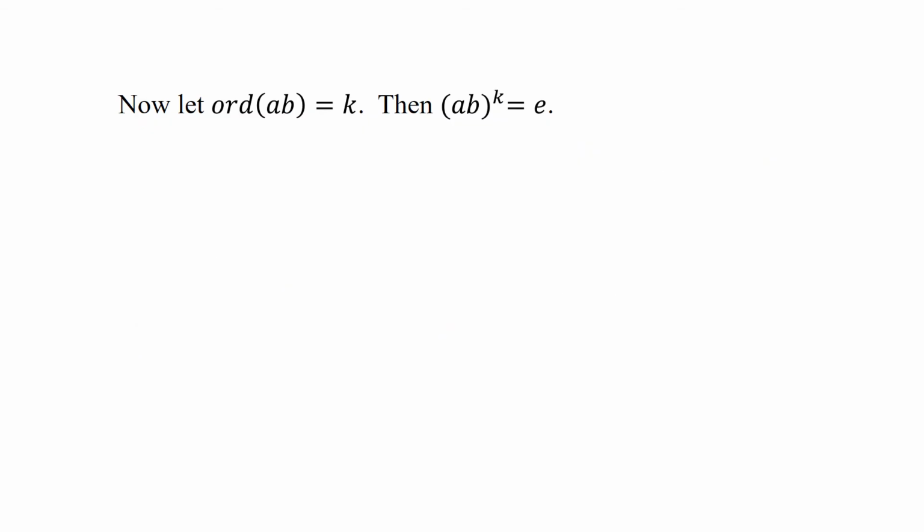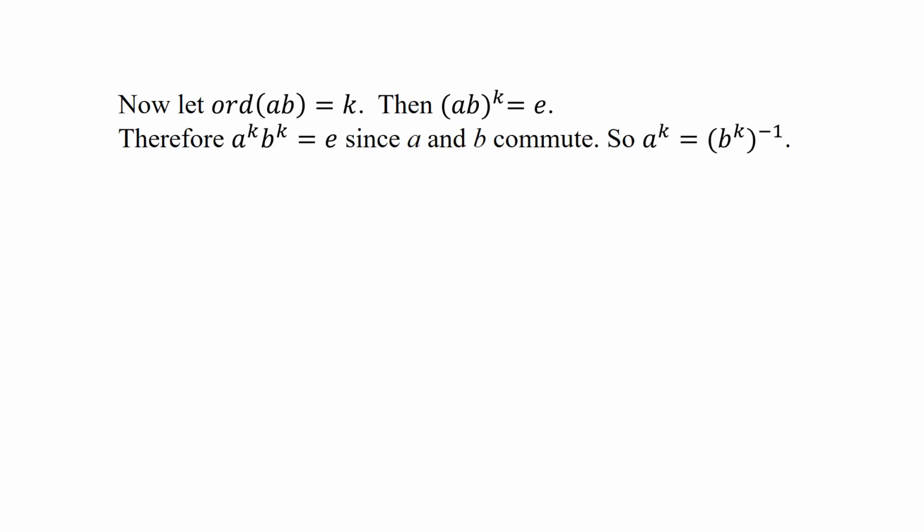So let the order of AB be k, and as usual, I can immediately say that AB to the k is the identity. Using the fact that A and B commute, A to the k times B to the k is the identity. And so I can say that A to the k is the inverse of B to the k. This tells me that A to the k and B to the k have the same order. They have the same order because they're inverses of each other.